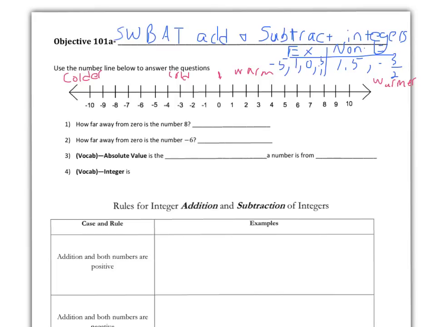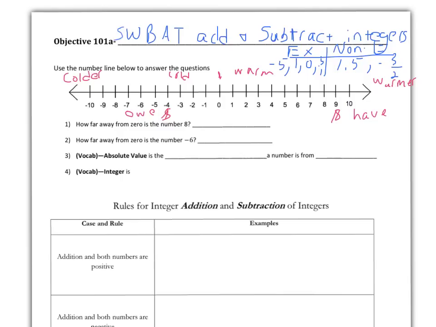Another way that you can think about integers is money. Over here to the left, the negative, this is where you owe money. And to the right, the positive, this is money that you have. We'll talk through several examples using both temperature and money.